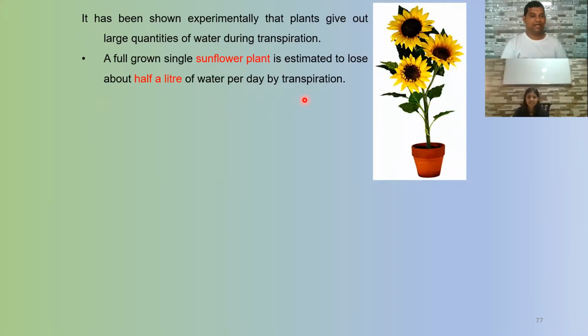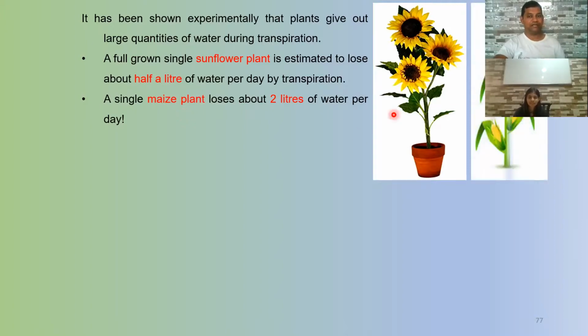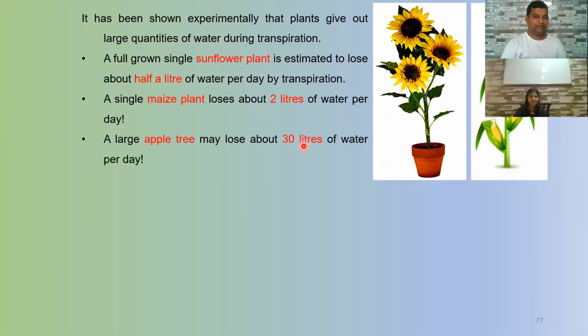Now imagine an entire sunflower field. कितने सारे sunflower plants होंगे? सब में से आधा पानी पूरे दिन में जा रहे हैं. Right? Similarly, a single maize plant can lose about 2 liters of water. ये दोनों तो एकदम छोटे plants हो गए. Imagine a big tree, apple tree.